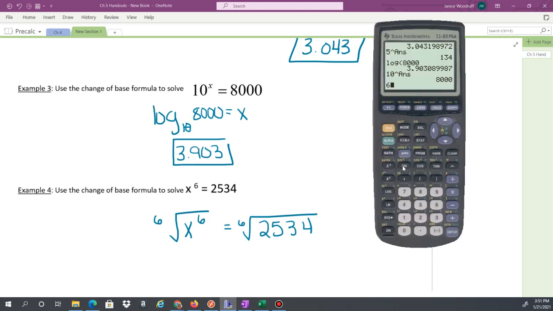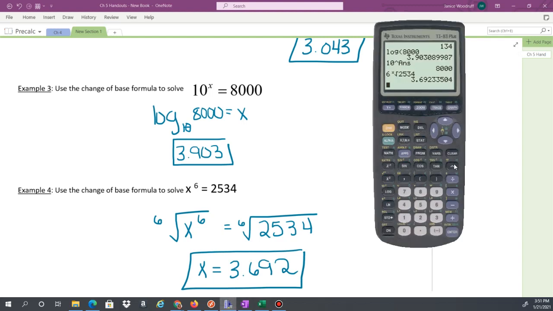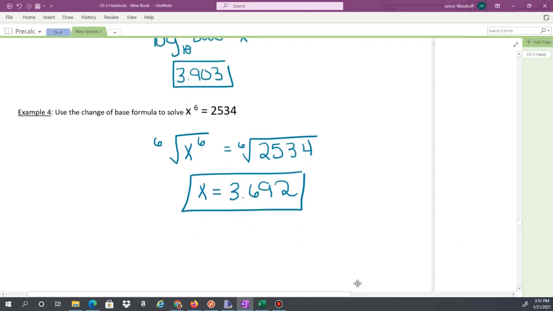So 6, math, number 5, 2, 5, 3, 4. And that should give you 3.692. And then go ahead and check that. Take that and go to the 6, and you get 2534. And that is it for 5.5.